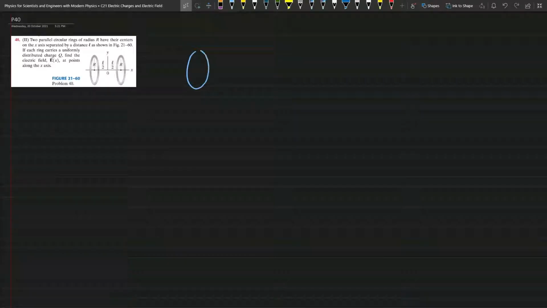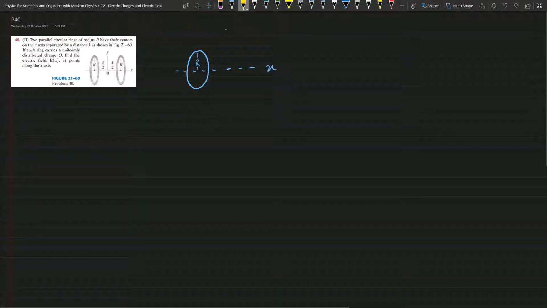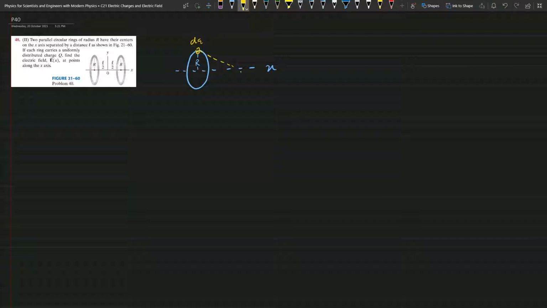Let's consider a ring with radius r, and we want to find out the electric field along the x-axis. So now let's say we have a segment dq, and you can see this will produce dE in this direction, and you always can find another segment that is able to cancel out the electric field in the y component.